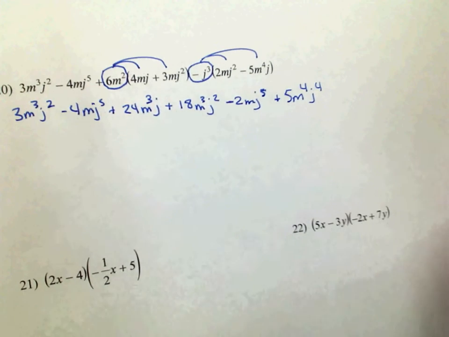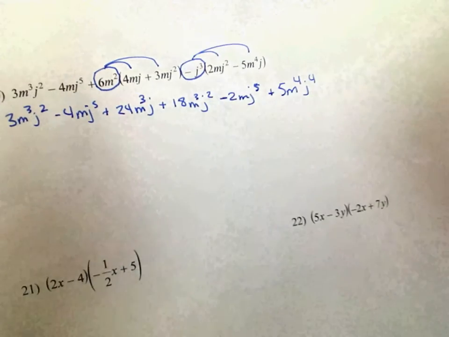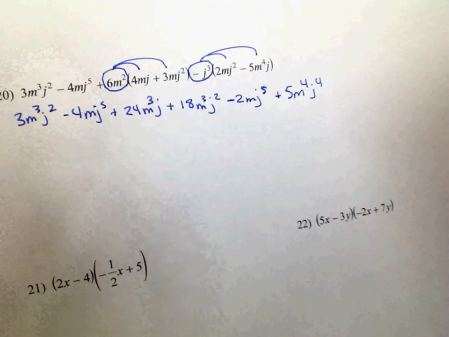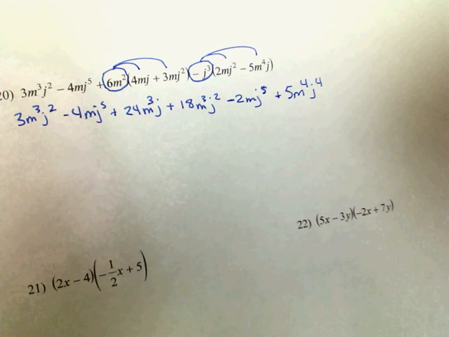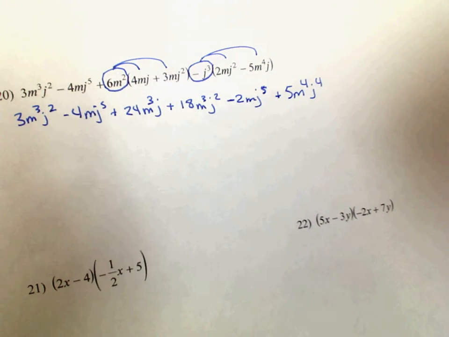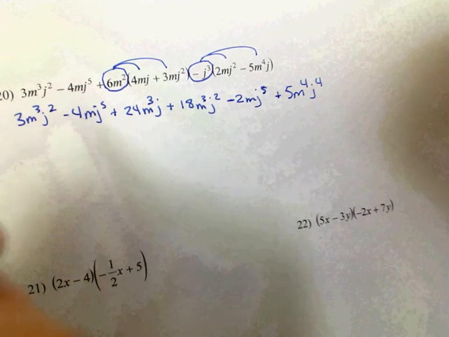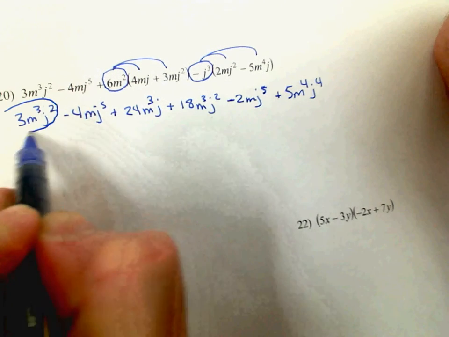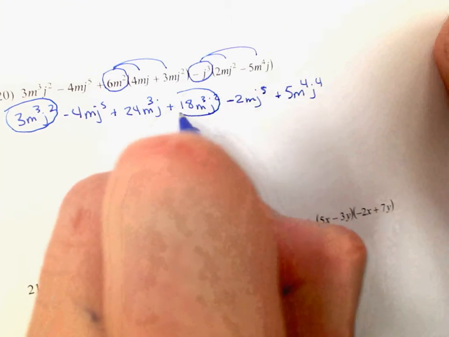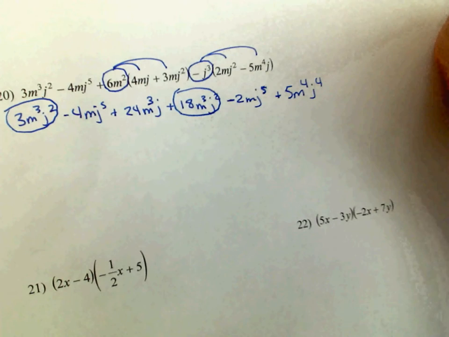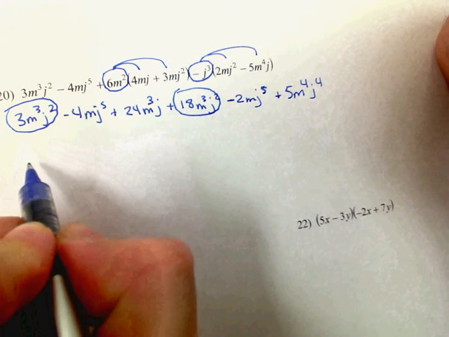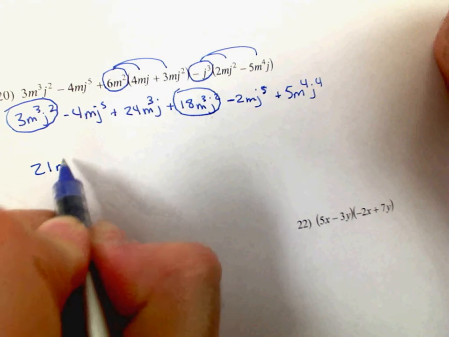Okay, now from here, if I combine like terms, I'm combining terms that have the exact same variables. That means they have to have the same m's and j's. So I'm looking for anything they have in common, and I see 2 of them that have m3j2. So I'm going to put 3 and 18 together. That's 21 m to the third j squared.